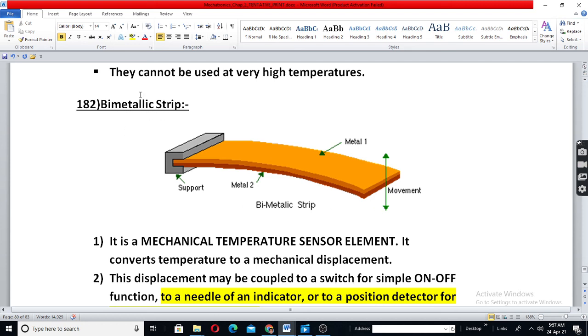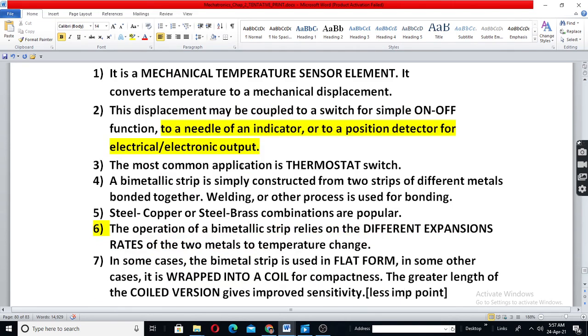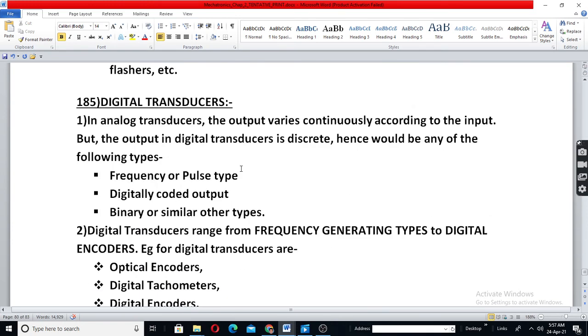And if you decrease the temperature, the lateral movement will reverse, and where it is concave it will become convex, like that. Means like this, it will become like this. Okay, so this is the thermostat.